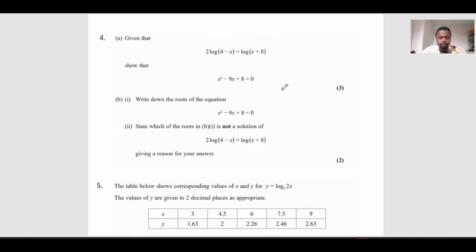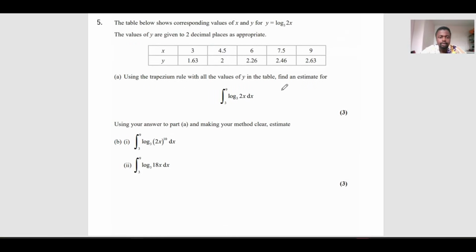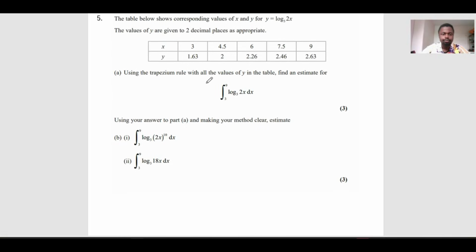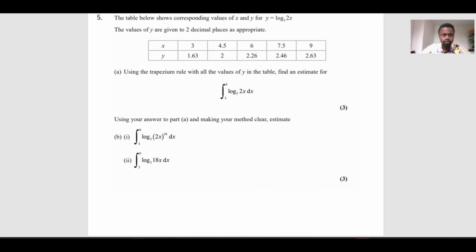Number 5. All right, it says the table shows this, and these. Use trapezium rule. Okay, this is interesting because a lot of my students made mistakes in this, and I want you guys to really pay attention. The mistake all came from how you found the value of h. That's where the mistake came from. So I'm going to show you. Let's put it here. So number 5. I think we can start a new page.